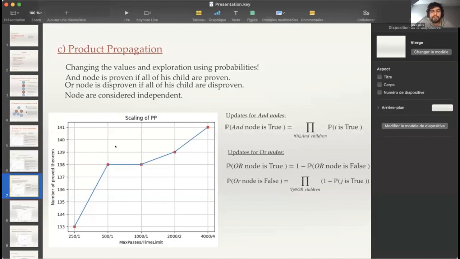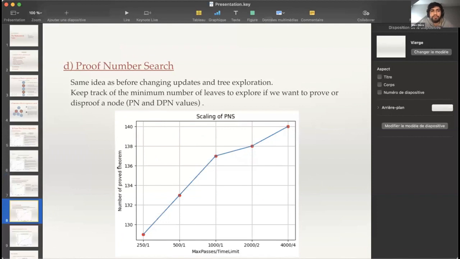With the same spirit as product propagation, we tried proof number search. The idea is to count the number of leaves left to explore, either to prove the node or to disprove it. During node initialization, an unproven node is initialized with a proof number and a disproof number. I won't go into the details, but proof number search performs quite a bit better than Holophrasm, but not better than product propagation.